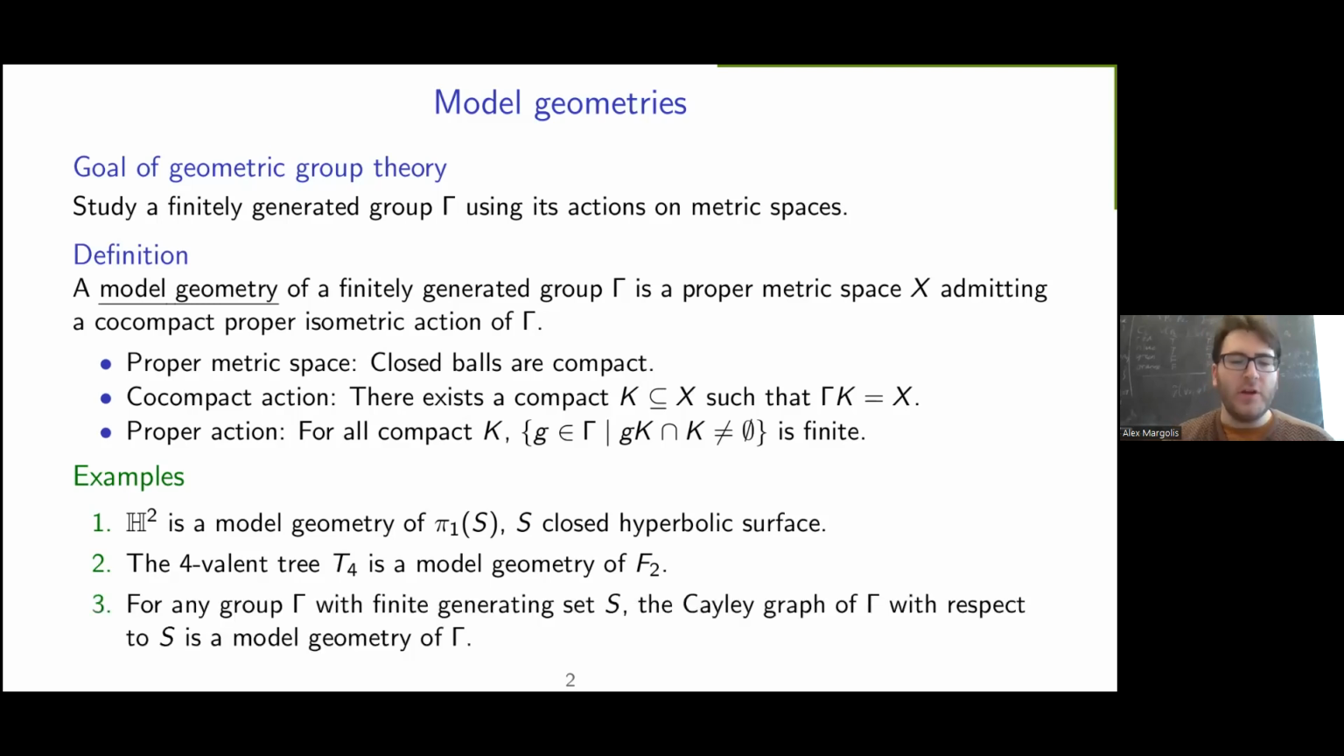And more generally, there's a universal construction that for any group gamma, if you take the Cayley graph with respect to some finite generating set, you get a model geometry that's that Cayley graph. So every finitely generated group has some model geometry that's a locally finite graph. And what we're interested in is seeing which finitely generated groups have the property that all of their model geometries, up to some relation, which I'll talk about now, are locally finite graphs.